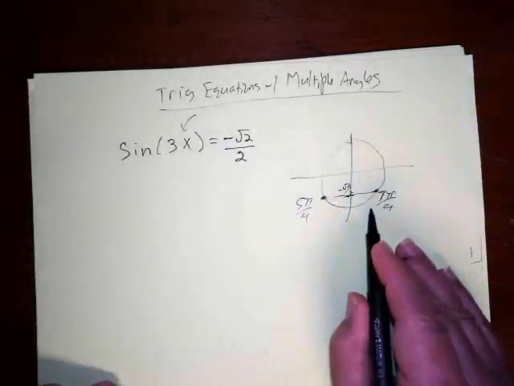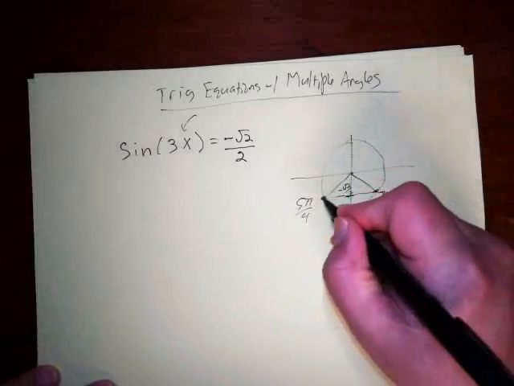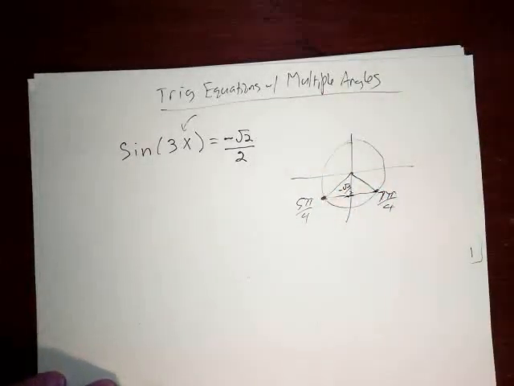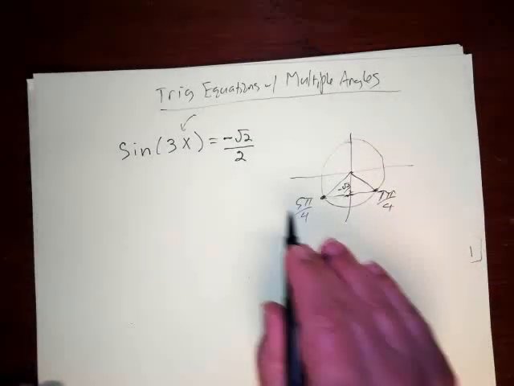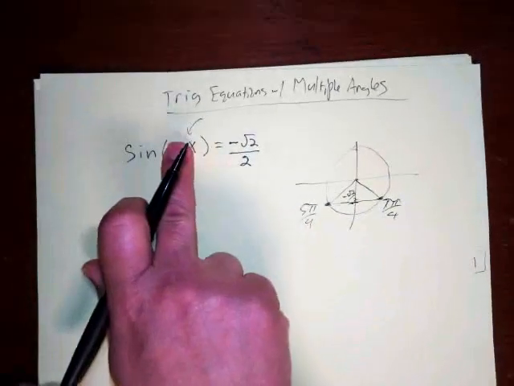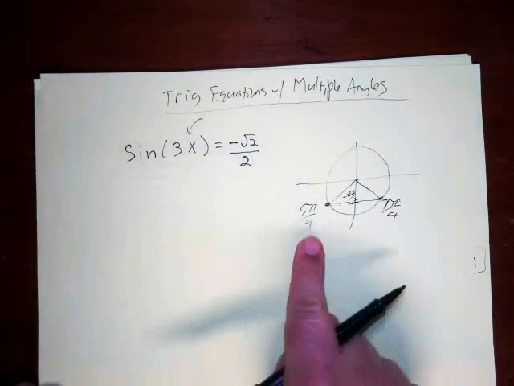That's a special angle. It's a pi over 4 angle, right? The 45-degree angle. And those are the two solutions. So now, this would solve just the equation sine of x is equal to that. Okay, so 3x has to equal this.